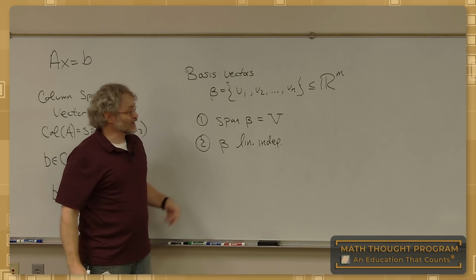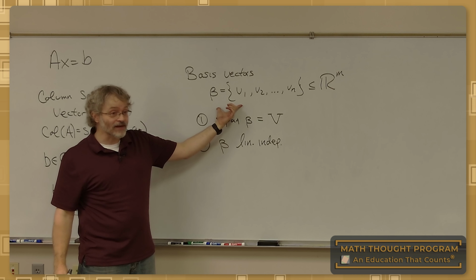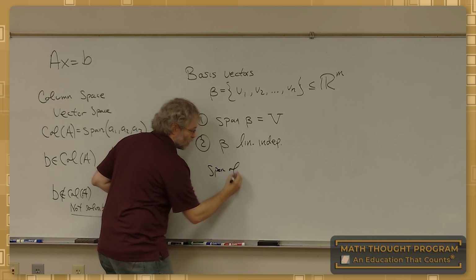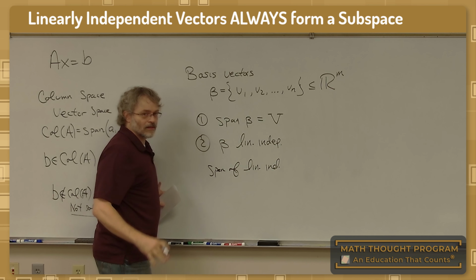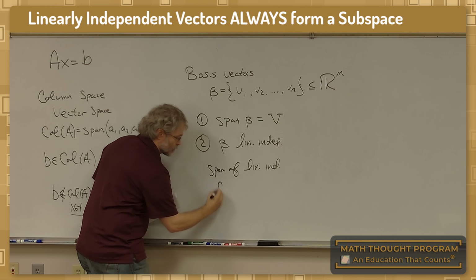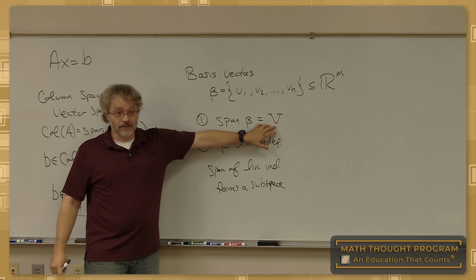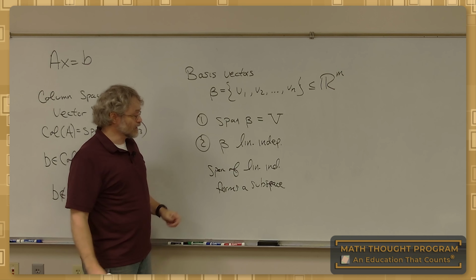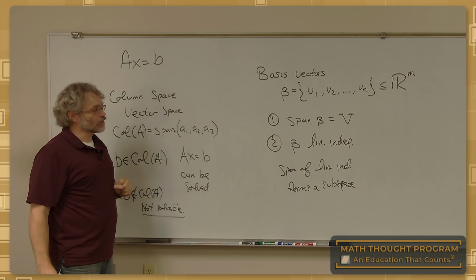Now, here's an interesting thing again. If you have a set of linearly independent vectors, the span of linearly independent vectors, that will always form some kind of subspace. It may not be the whole entire space, but it will form a subspace, like we saw in the last example, where we're looking at the column space of the matrix.